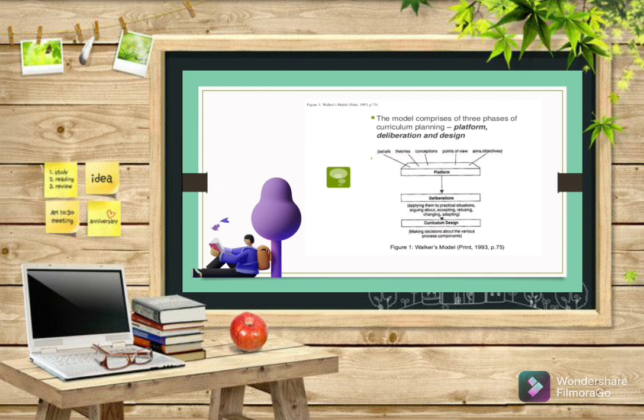Platform involves beliefs, theories, conceptions, points of view, aims, and objectives. Next is the deliberation. It involves applying them to practical situations, arguing about, accepting, refusing, changing, and adapting. And the last is the curriculum design. It involves making decisions about the various process components.